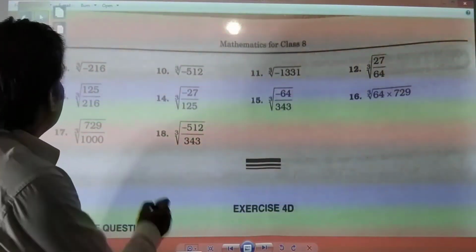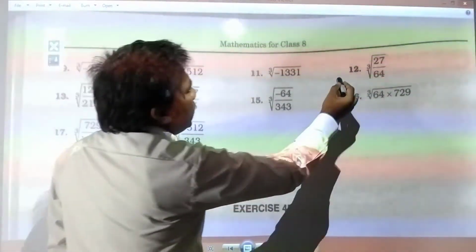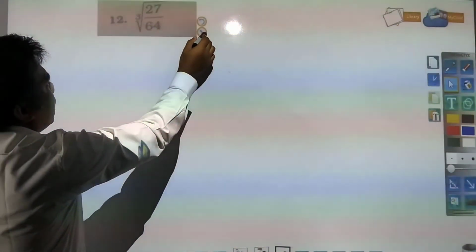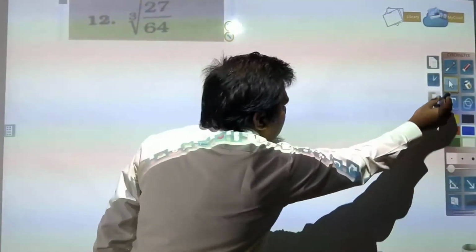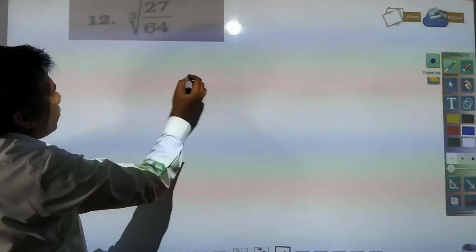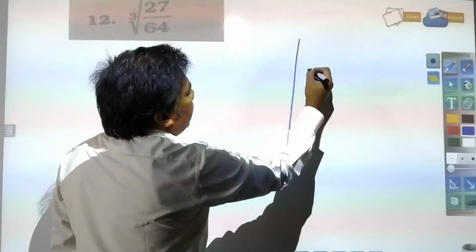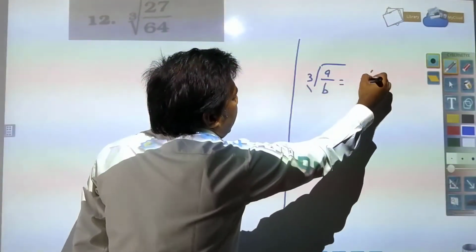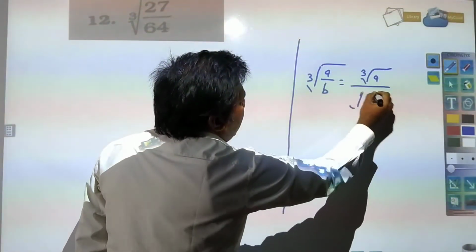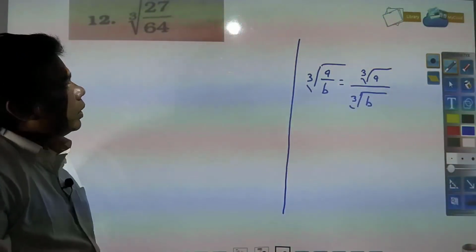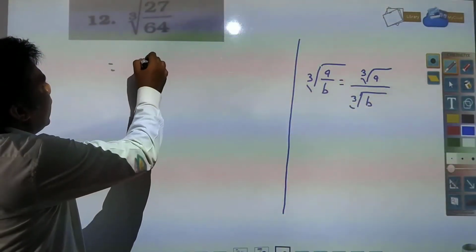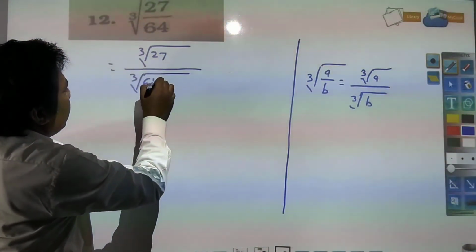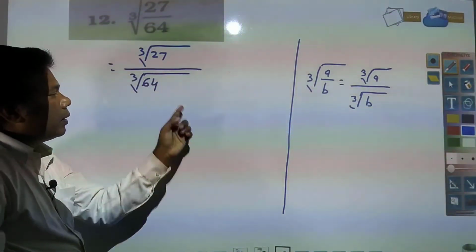Next you see question number 12. So easy question it is. As we have learnt, suppose you have cube root of a by b, that can be written as cube root of a divided by cube root of b. So in the same form, it can be written as cube root of 27 divided by cube root of 64. Just find out prime factors of 27.